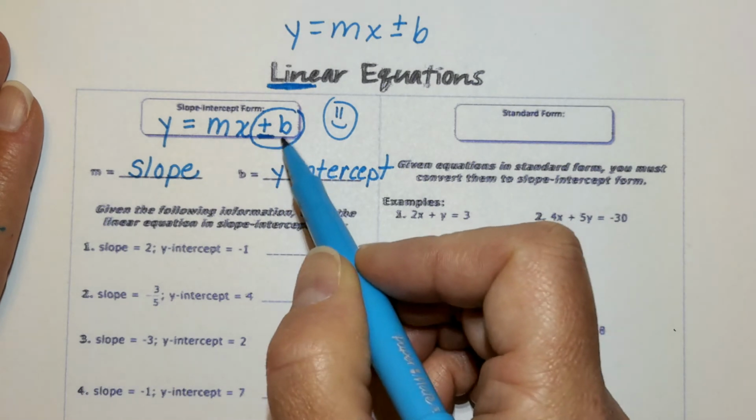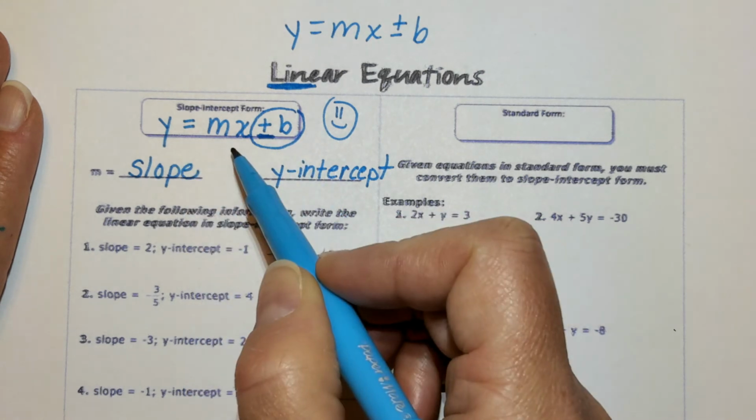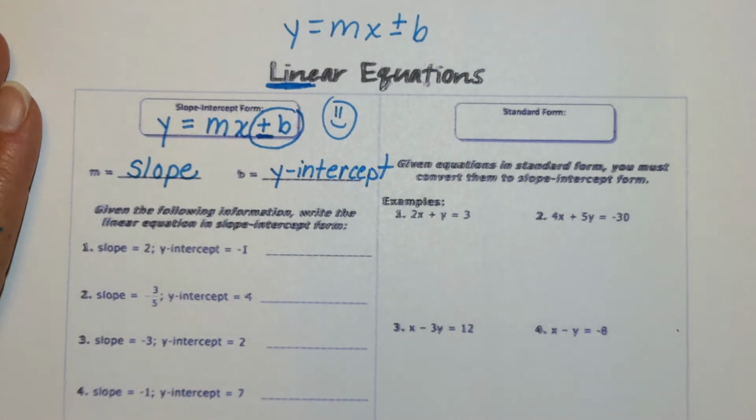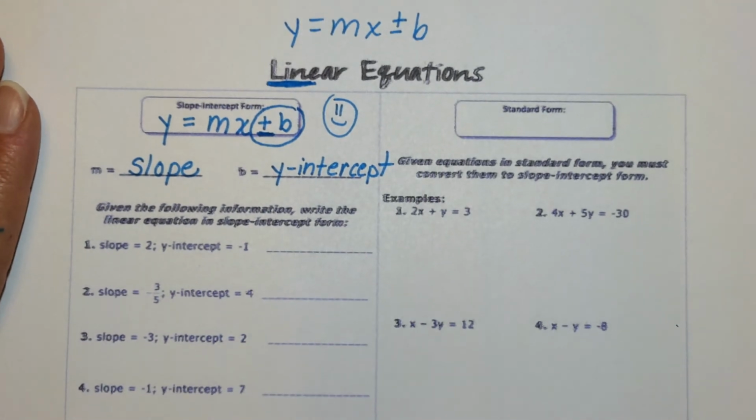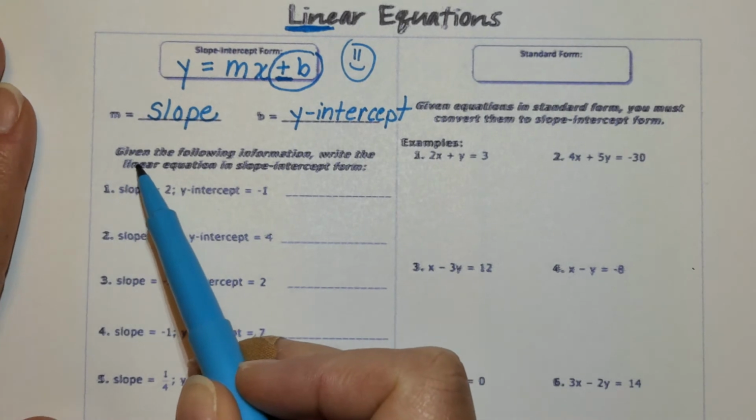Again, there's so much information hidden right here within this slope-intercept form. I could spend probably the better part of 5 days teaching you all about the intricacies of this format and this equation. You're going to learn it little by little. We're not going to do it all at once.